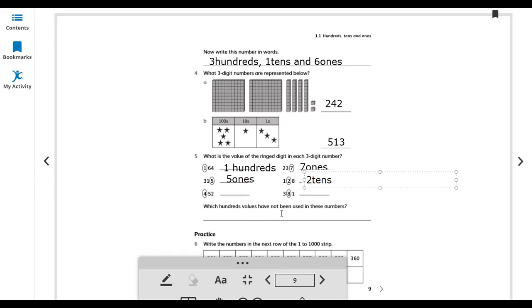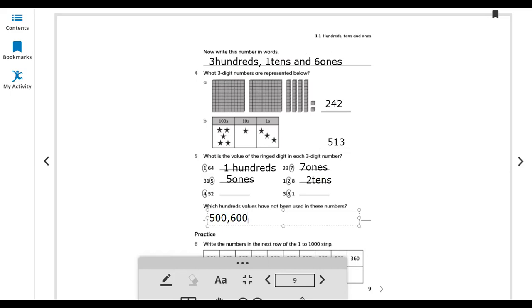Which hundreds value has not been used in these numbers? We are talking about the hundreds place value, the first digit from the left side: 1, 3, 4, 2, 1, 3. So what do we need to write here? Which hundreds value has not been used in these numbers? We can see here we have 100, 200, 300, 400. So 500 and 600 we don't have.